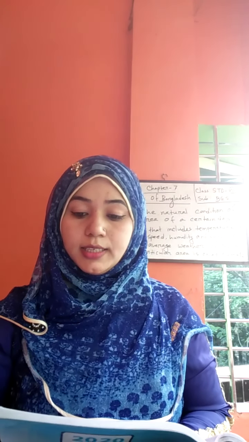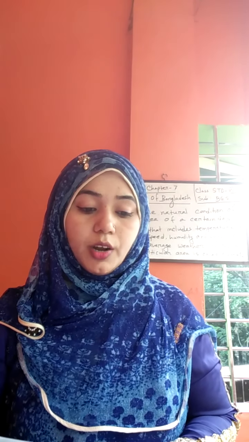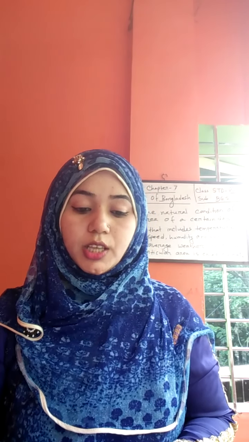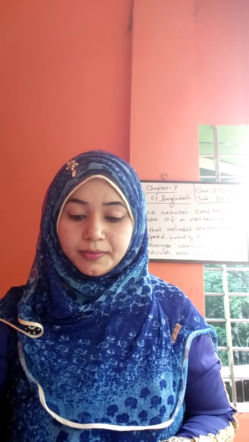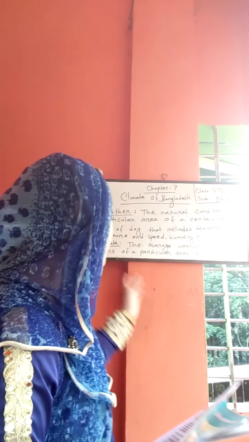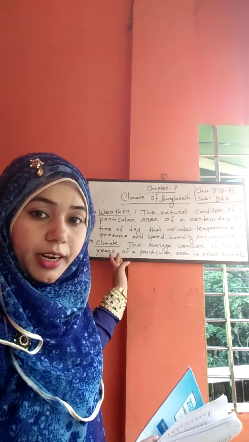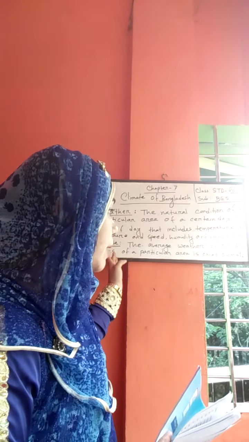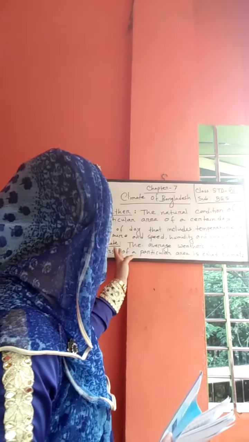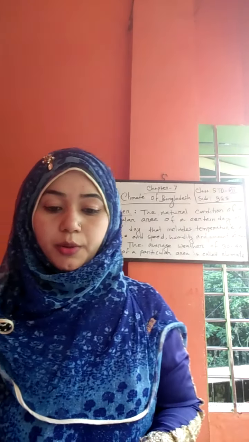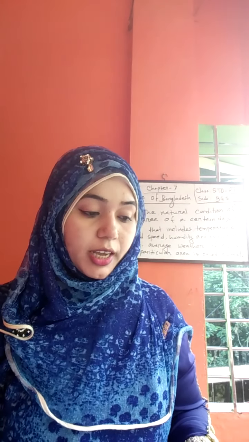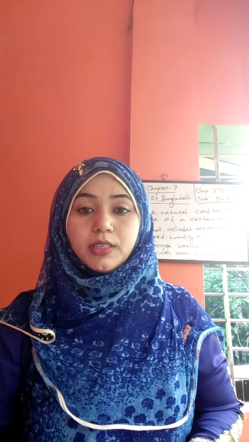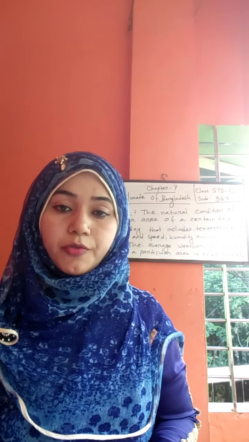On the other hand, the average weather of 30 to 40 years of a particular area is called climate. So, I write the definition here. You have to memorize these two definitions. I already told the definitions and you got them on page number 63. So memorize from here.